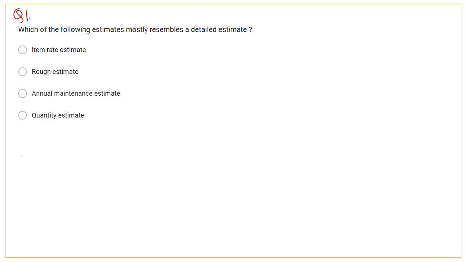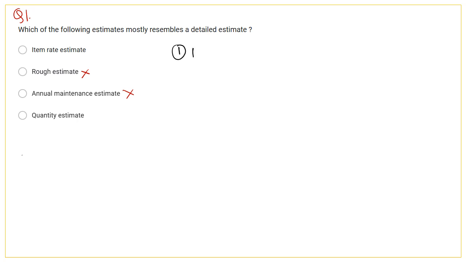So first question: which of the following estimates mostly resembles a detailed estimate? Here are four options. First one is item rate estimate, which is one of the types of estimate. Rough estimate is not a type of estimate. Then annual maintenance estimate is also not a type of estimate. And quantity estimate. First and last are both types of estimate, but which one mostly resembles the detailed estimate? Before discussing that, we discuss the types of estimates first.